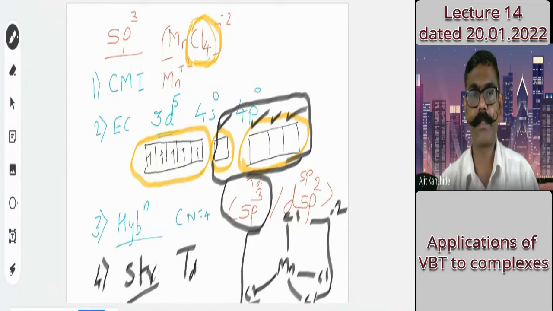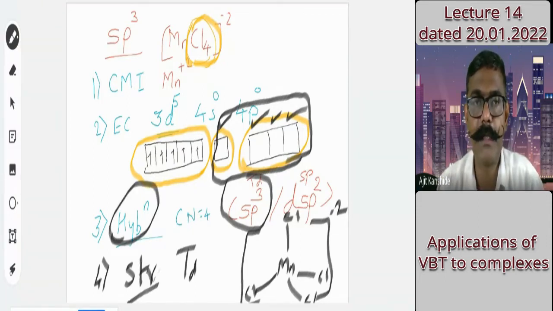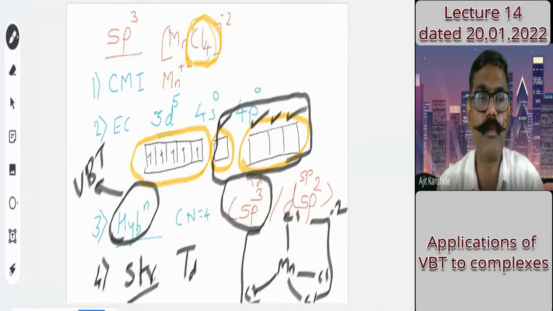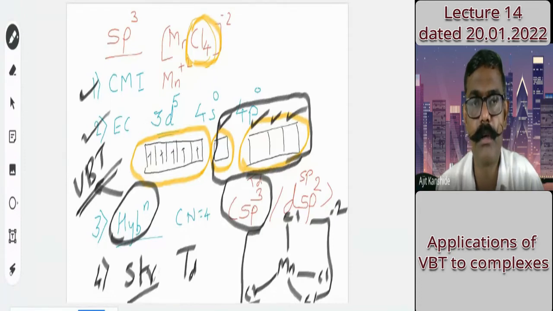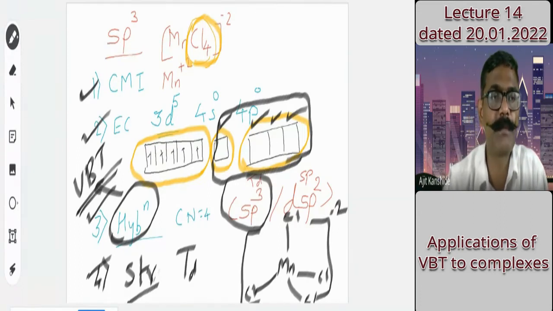And this explanation is based on hybridization, and this concept is based on VBT. So on the basis of VBT, how can we explain sp3 hybridization? Central metal ion, its electronic configuration, hybridization and structure. The advantage of valence bond theory is that it can predict magnetism. What do you think about magnetism? That is the fifth point now.